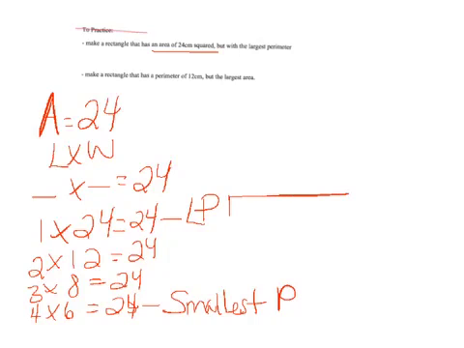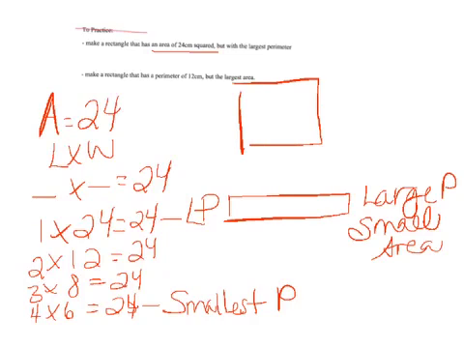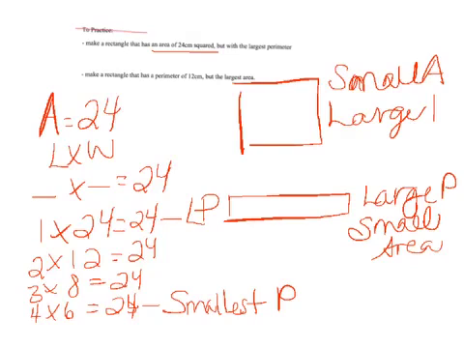So our long, skinny rectangle gives us a large perimeter and a small area. Our square-like rectangles are going to give us a small perimeter and a large area. Sorry, I can't erase that for some reason.